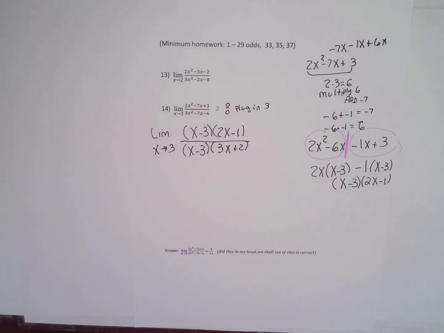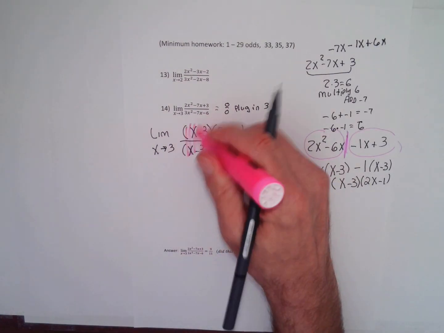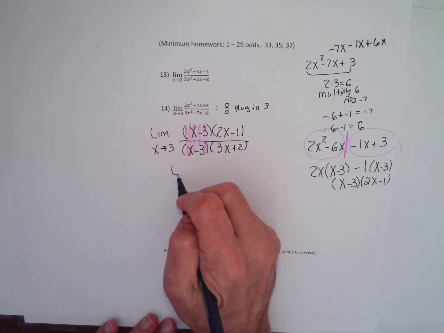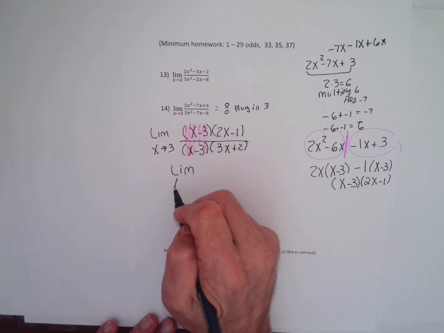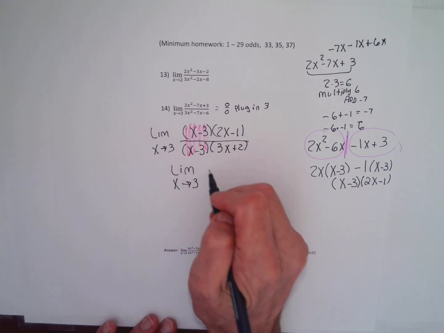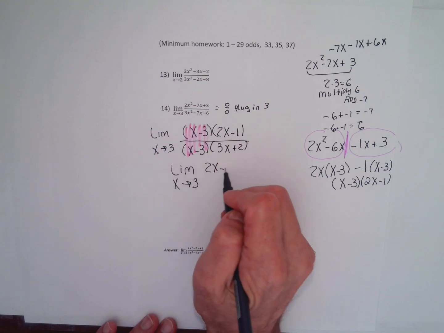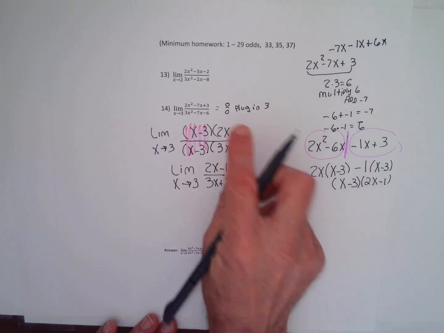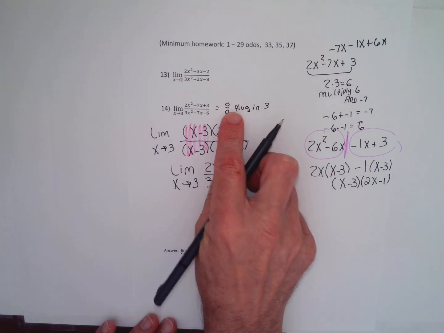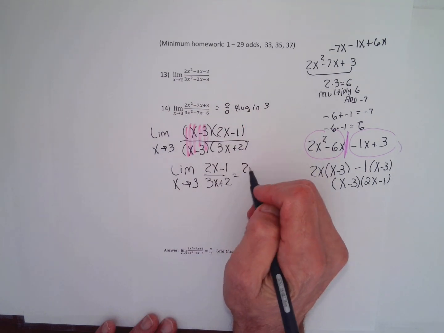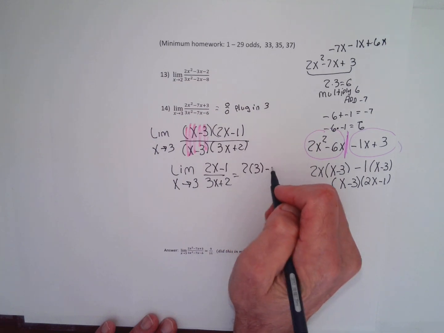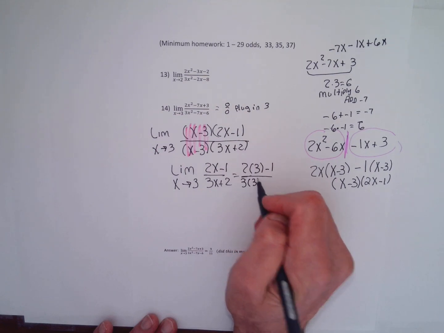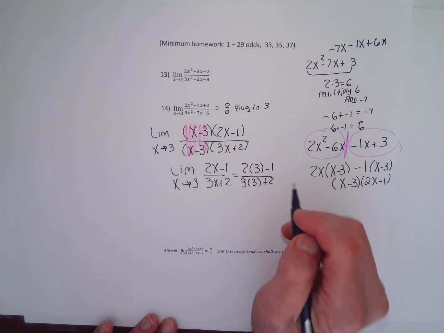Now that I have both the numerator and the denominator factored, I see the common factor of x minus 3, they're going to cancel. That's going to leave me with the limit as x approaches 3 of 2x minus 1 over 3x plus 2. I didn't actually plug in the 3, but I'm pretty sure you'd get 0 over 0. Now I'm going to take the time to plug in 3 when I know I'm not going to get 0 over 0. I didn't plug it in at first just because I wanted to save a minute, but you should plug it in.